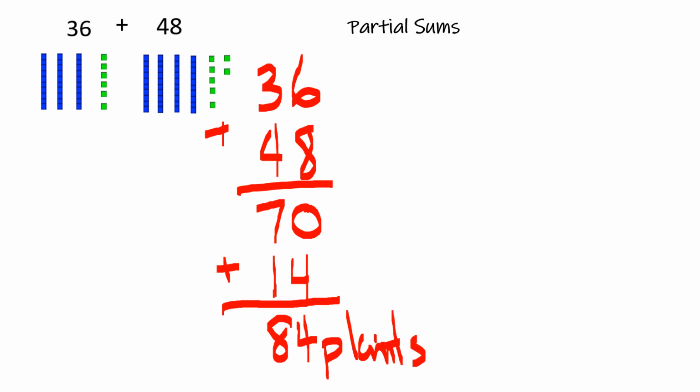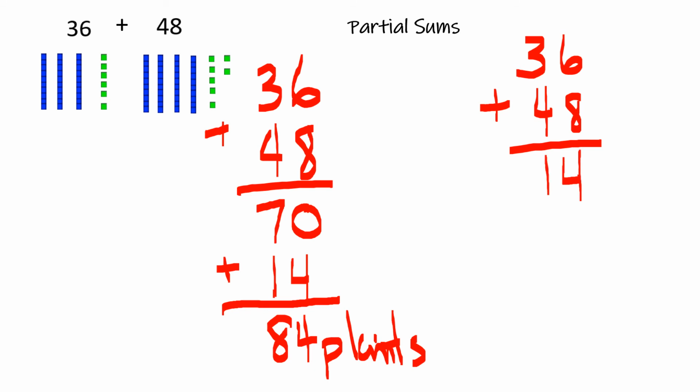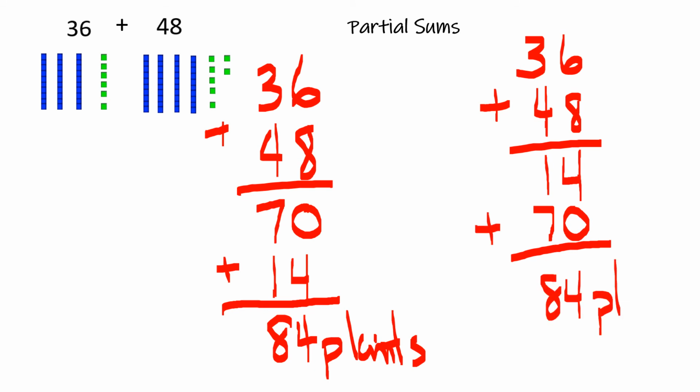Or you may have said 36 plus 48. And instead of starting with your tens, you might have started with your ones. 6 ones plus 8 ones is 14 ones. And 3 tens plus 4 tens is 7 tens. And 7 tens is 70. And when I add it together, I get 84 plants.